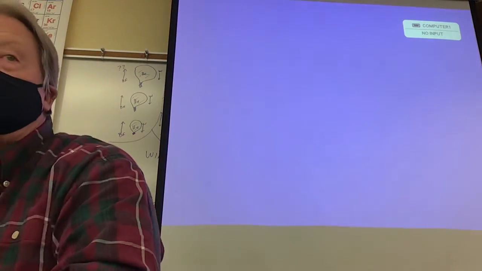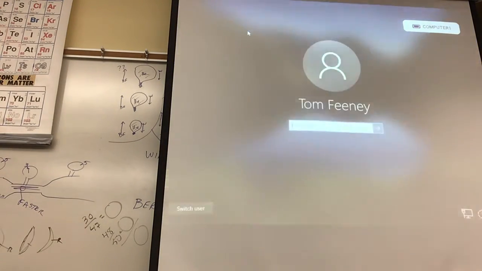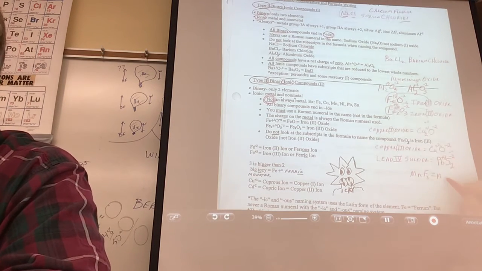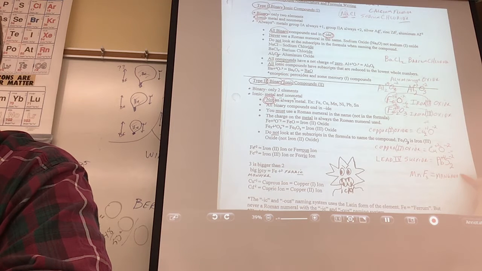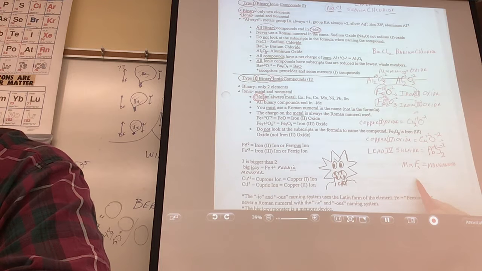And Mg is magnesium, but what's Mn? Manganese. Here we go. Manganese. And it's binary. All binaries end in IDE.